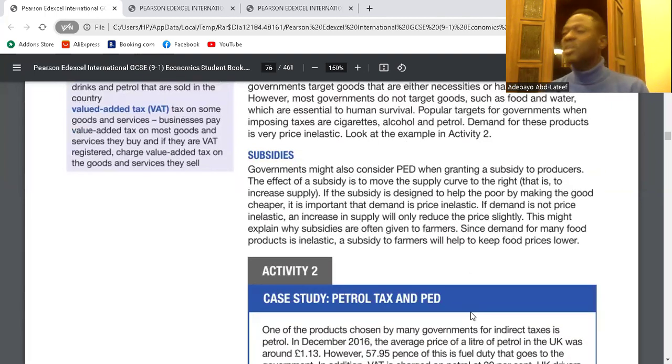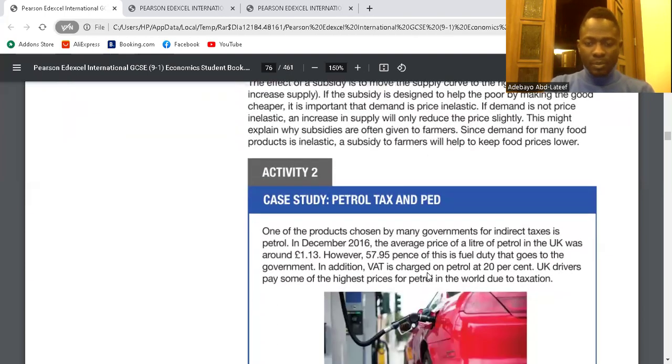So if government wants to encourage consumption and production of goods that are price inelastic, government will help the firms that produce them financially. If government helps them, it means their cost of production would fall and the goods become affordable for consumers. Is it clear? So that's about subsidy. Any question about it? No. So move on.